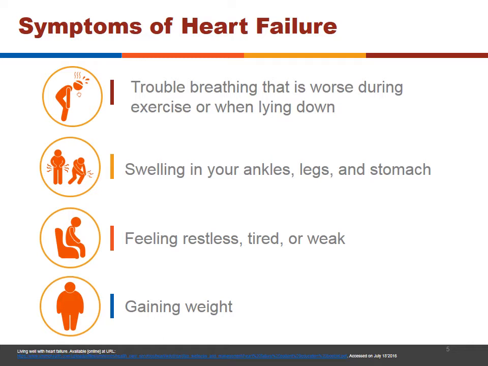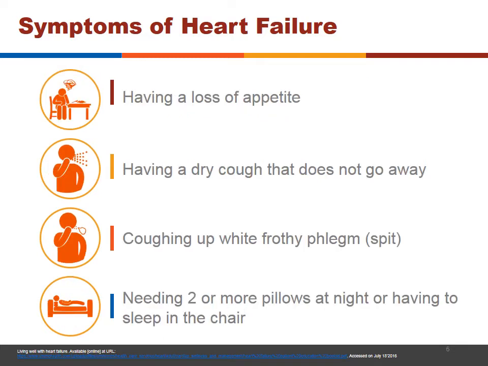Okay, so these are the symptoms also. Having a loss of appetite, there are all the problems of appetite also. Having a dry cough that doesn't go away, pinkish spotty sputum that doesn't go away. Coughing up frothy spit, needing two or more pillows at night or having to sleep in a chair.